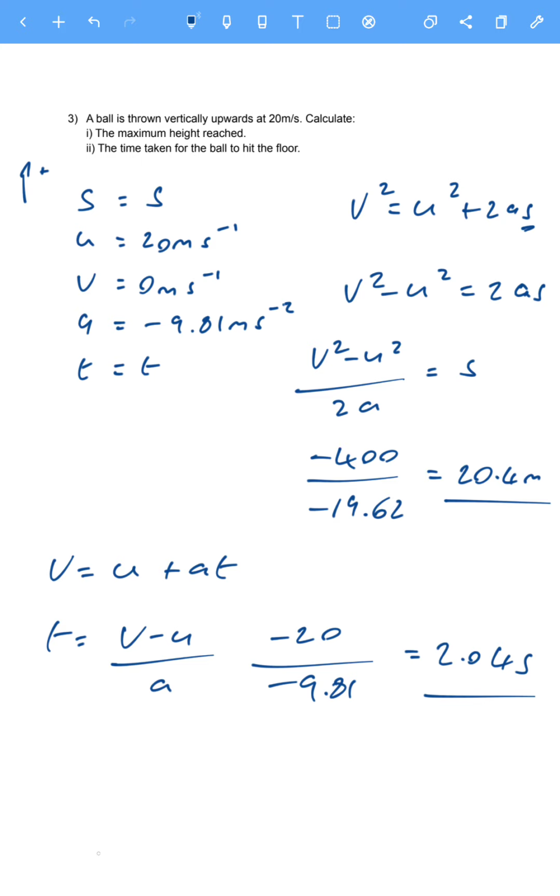So that's the time it takes to go vertically upwards, and then what we need to do is times it by 2 to give us the total time of flight for the ball to go up and then back down. So you need to times that answer by 2, which would give you 4.077 seconds, or 4.1 seconds.